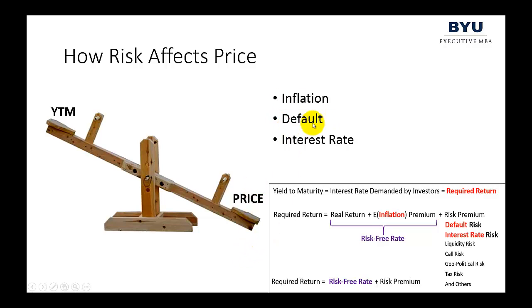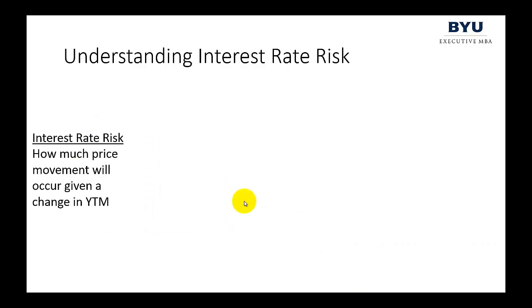Similarly, what would happen if a company got downgraded? So what if the bonds for Ford got downgraded from triple B to double B? Well, that means that default risk would be increasing, which would drive yield to maturity up, and the price would go down. So you're probably sitting there saying at this point, okay, I get it. So if interest rate risk increases, then the yield to maturity will go up and the price will go down. And I'm sorry, that's not exactly how it works.